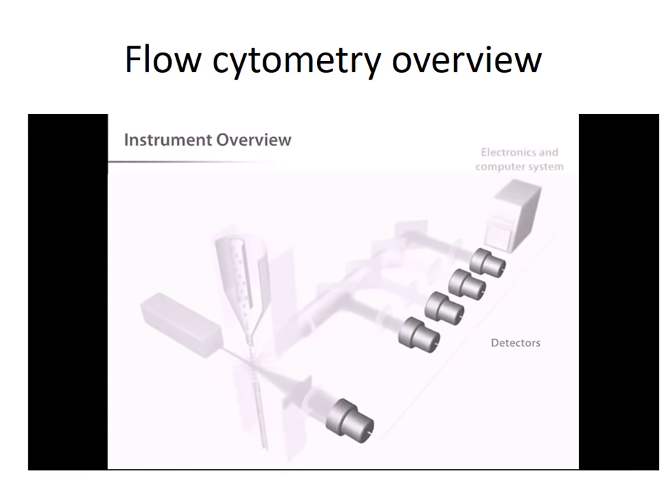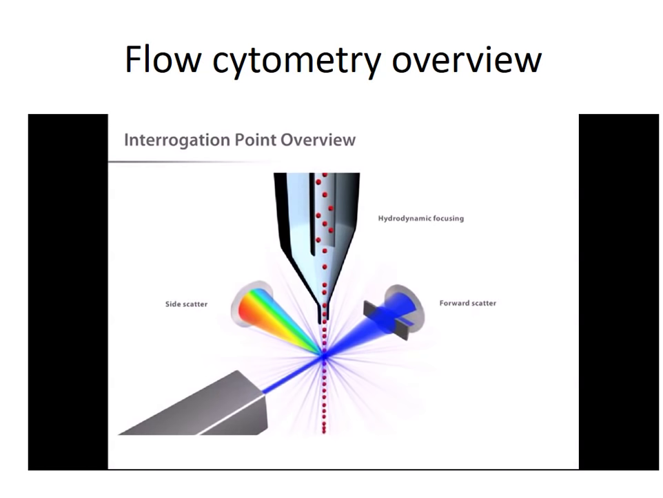And the electronics and the peripheral computer system, which convert the signals from the detectors into digital data and perform the necessary analyses. The interrogation point is the heart of the system. This is where the laser and the sample intersect, and the optics collect the resulting scatter and fluorescence.